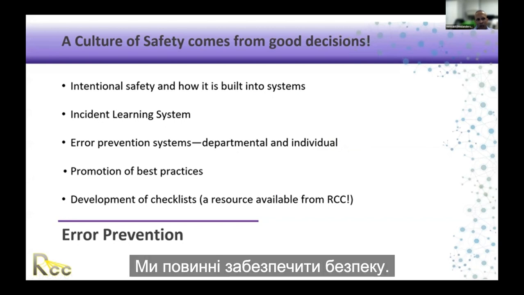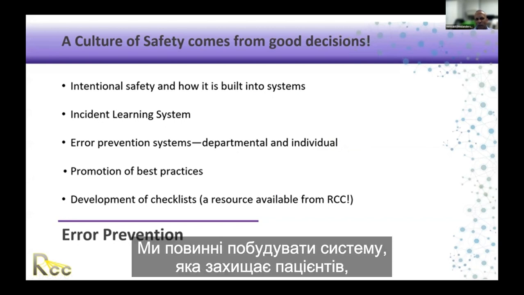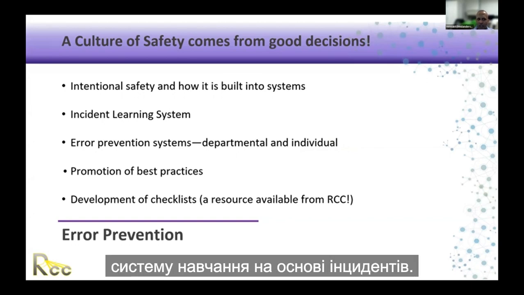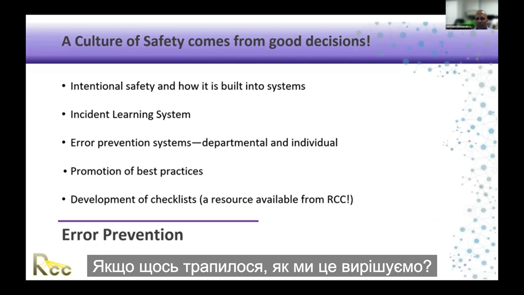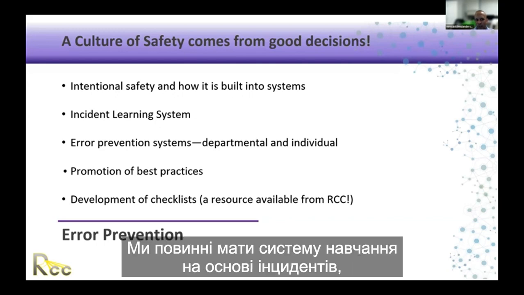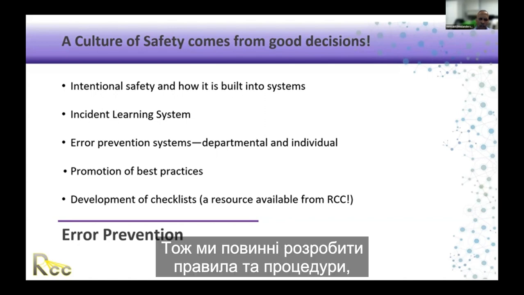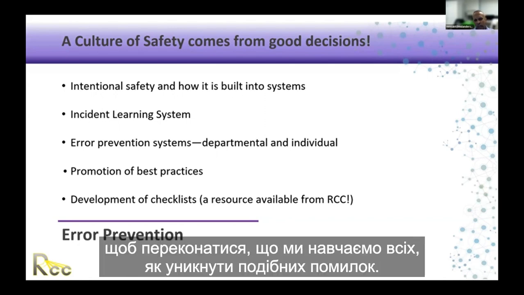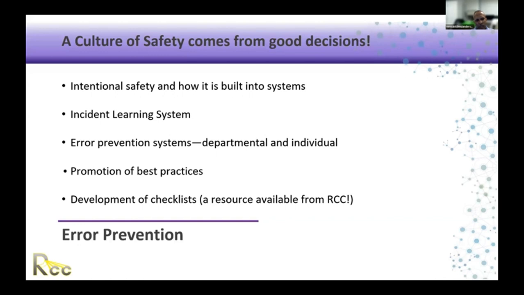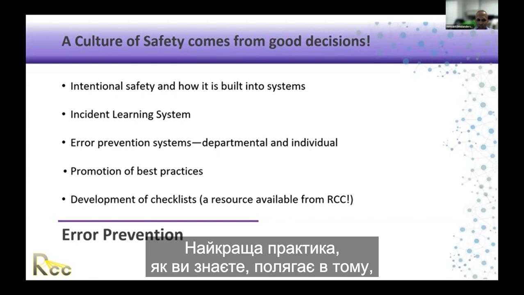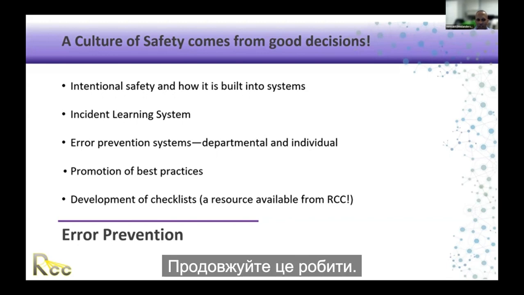How are you going to do? We have to run intentional safety. We have to build a system that protects patients, an incident learning system. If anything happens, how do we address that? We have to have an incident learning system and an error prevention system, at the department and individual level. We have to have policies and procedures to make sure that we train everybody to avoid these kinds of mistakes. Promote best practice, keep doing that, and have a checklist.